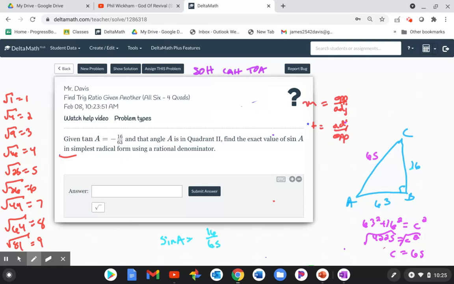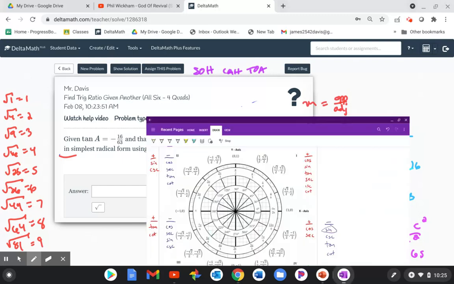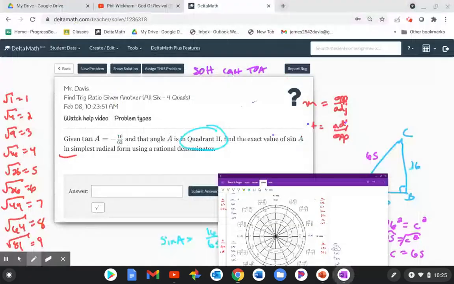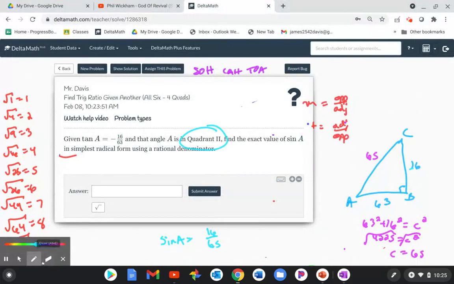We just need to double check the quadrant. Quadrant 2, figure out what sine is in quadrant 2. Quadrant 2, sine is positive. So just go ahead and type it in, 16 over 65.